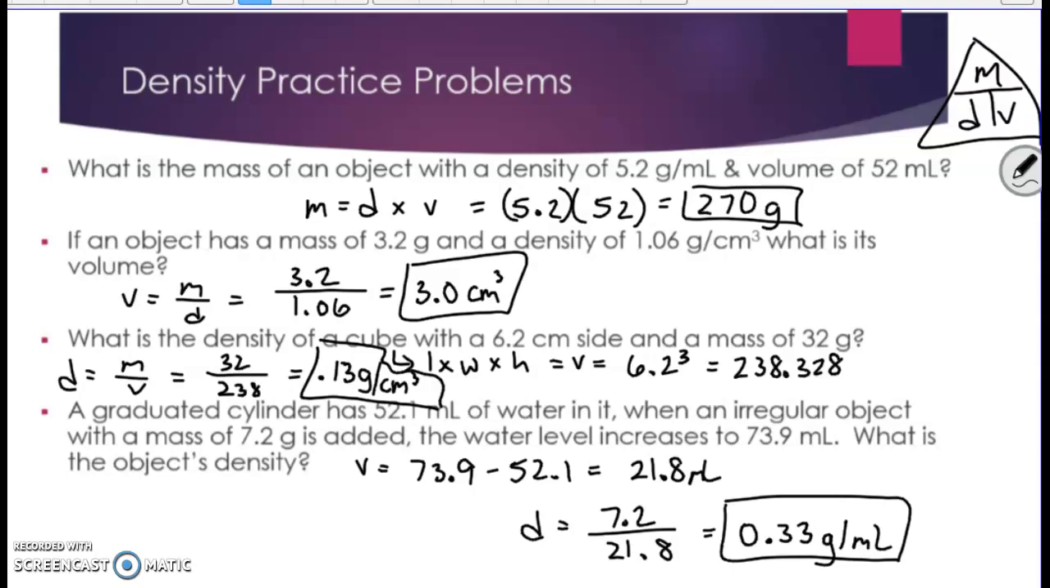Unit-wise, things that are kind of helpful to note: mass will always be grams, no matter what. Volume can be either milliliters or cubic centimeters based on the problem and how it's given. And then, of course, density is a combination of the two, either g over mL or g over cubic centimeters. Let's move on.